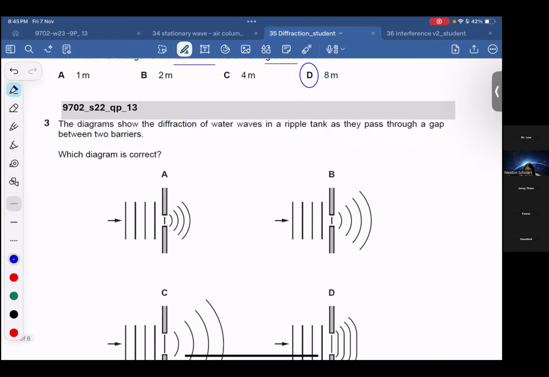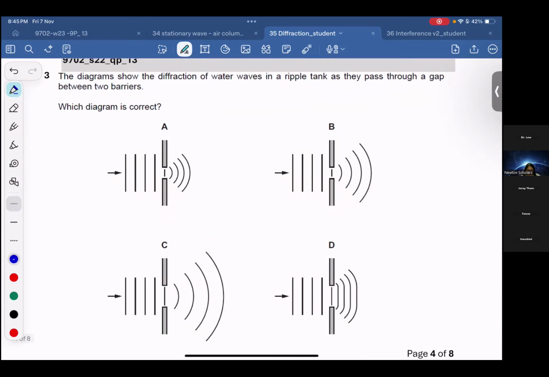Okay, next, number 3. Which diagram is correct? This one, Year 10 also can answer. Vashini correct. Okay, dear, only Vashini got it correct. How come? It's a Year 10 question, you can also answer, dear.